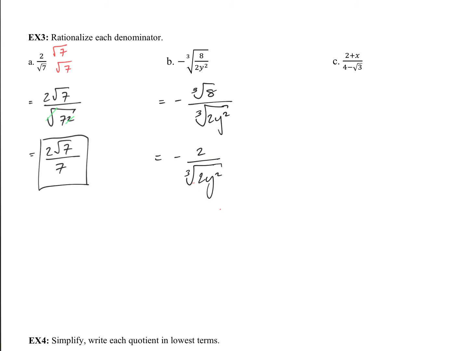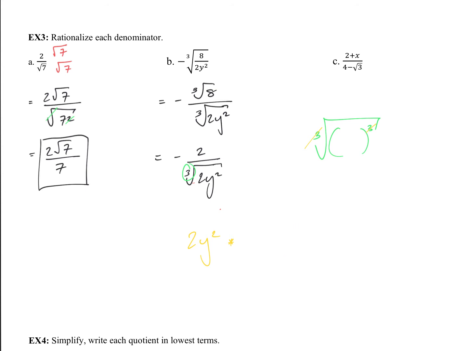So now I'm trying to rationalize. I'm trying to get rid of that radical in the denominator. It has an index of 3. So I want to create something cubed so that I can cancel those guys. At the moment, I only have 2y squared. What can I multiply by 2y squared to get something cubed?